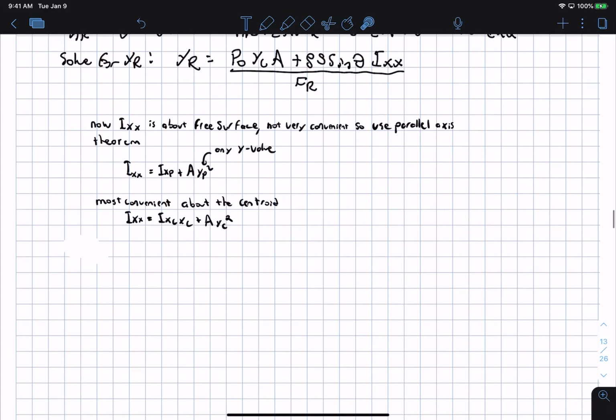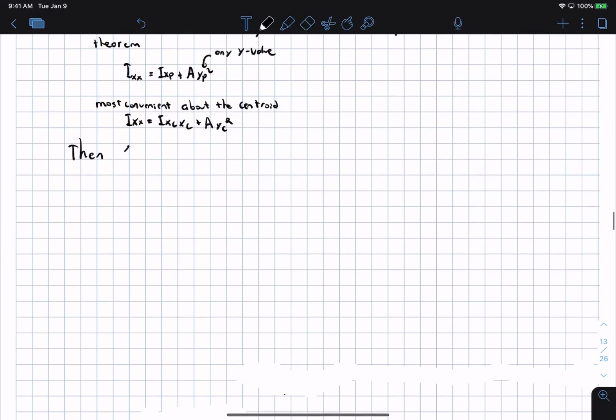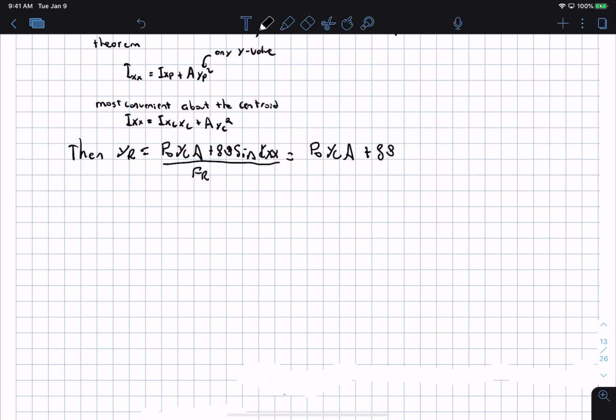Okay, so then we have that YR equals P naught times the y value of the centroid times the area plus rho g sine theta IXX over the resultant force, and that's equal to P naught times the y value of the centroid times the area plus rho g sine theta times the moment of inertia about the centroid, IXC plus A yc squared. Okay, and that's divided by the resultant force.